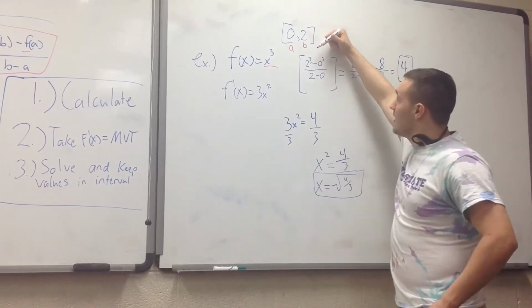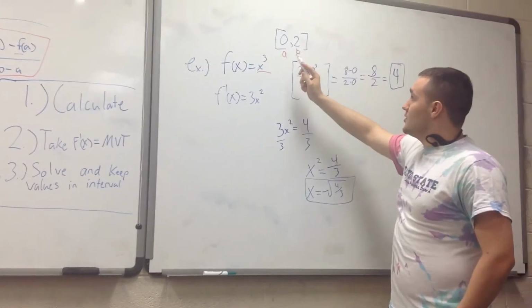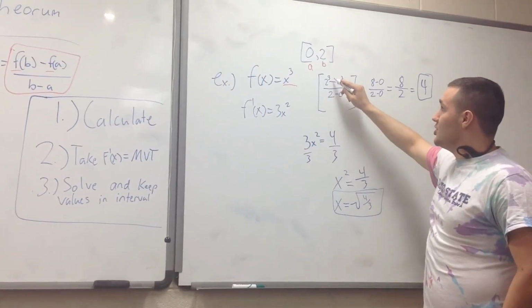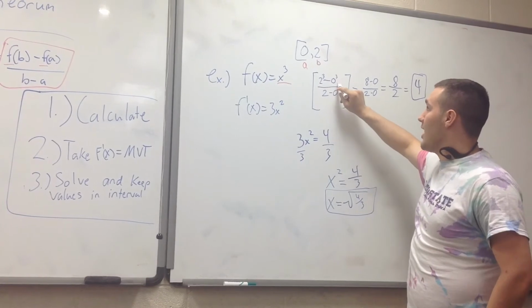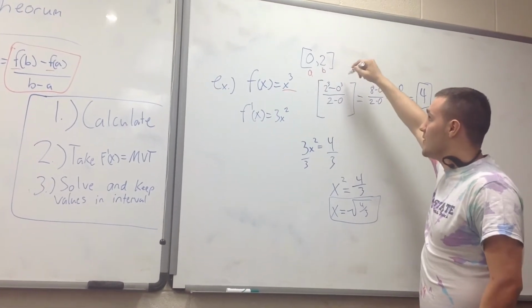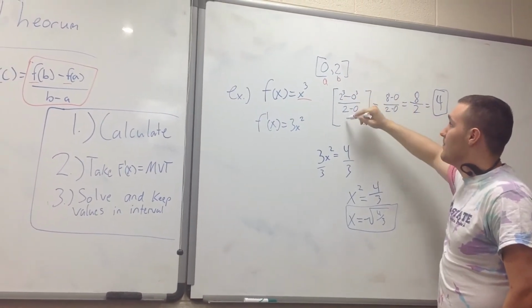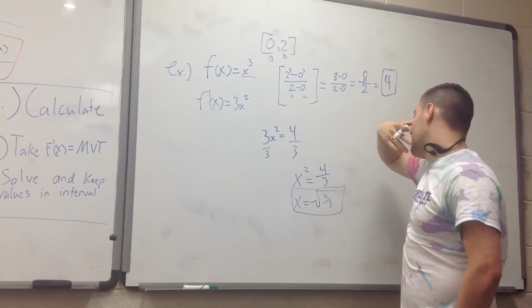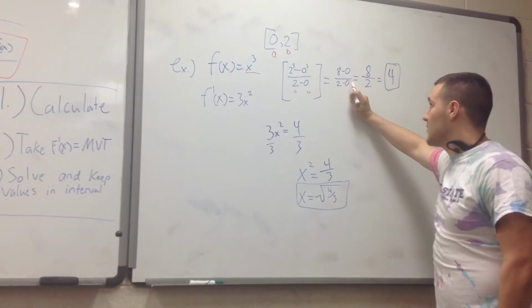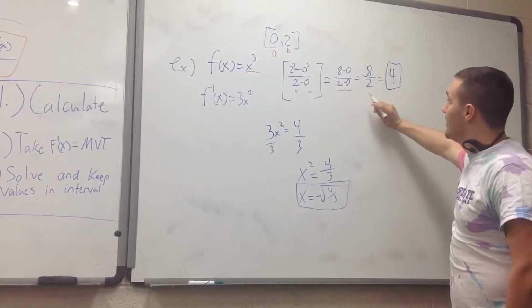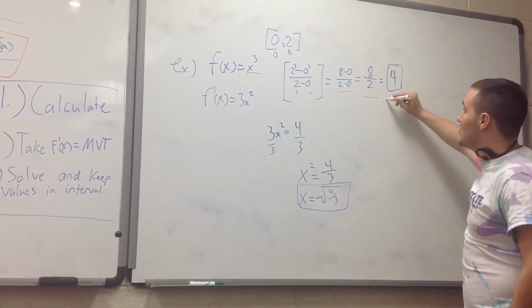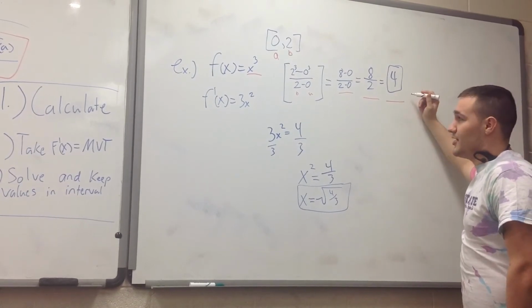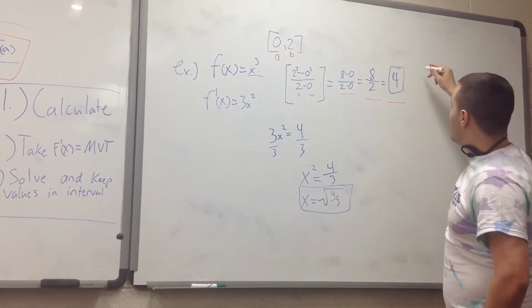So imagine 2 is now x. You have 2 cubed minus, remember your a is 0, so it's 0 cubed, divided by b minus a, which is just 2 minus 0. If you solve this, it's going to be 8 minus 0 divided by 2 minus 0, which is just 8 divided by 2, which is just 4. There you go.